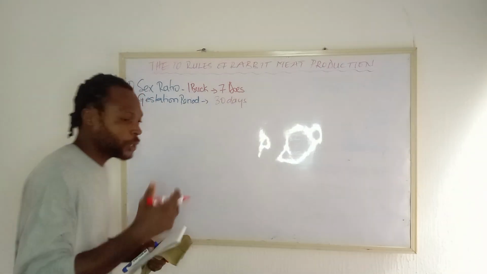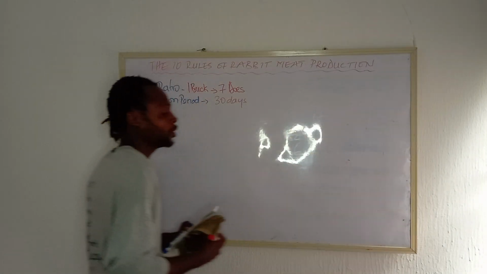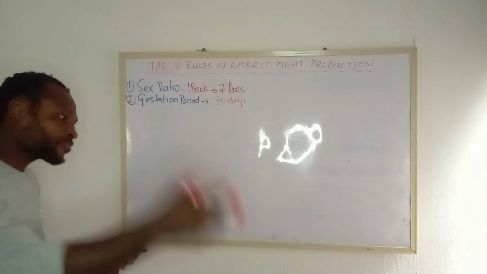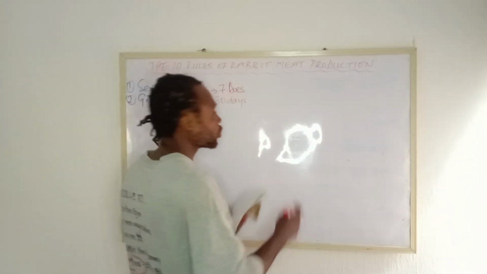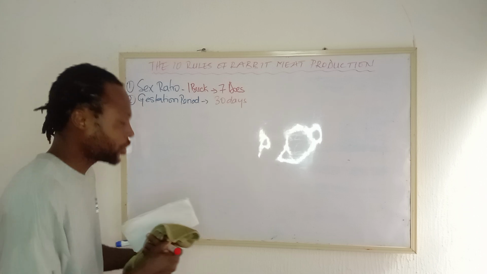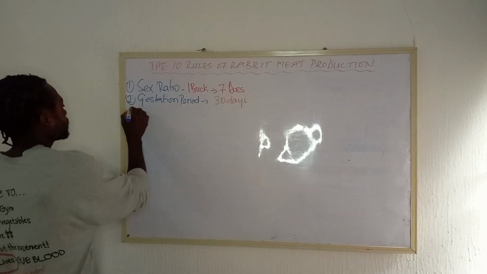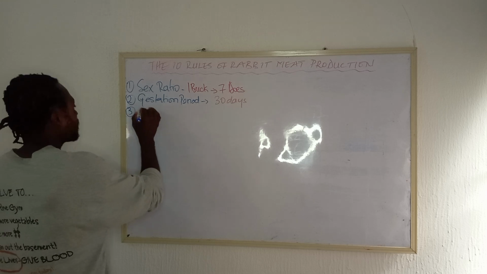As I said, even though it can go above 30 days, it is usually not more than 35 days. Even though I've experienced 40 days, it's not that common. So in this video, we are going to use 30 days as our average gestation period. The next rule is the pregnancy rate.